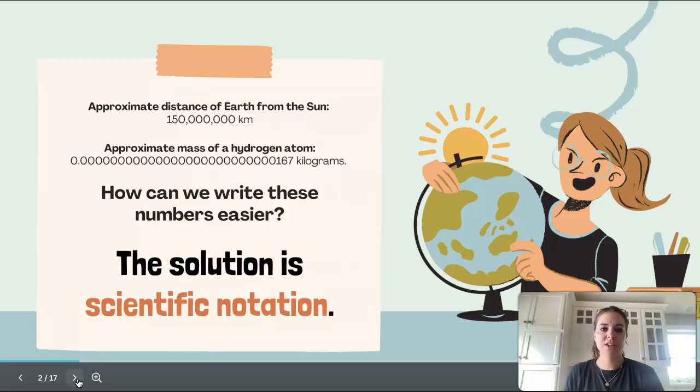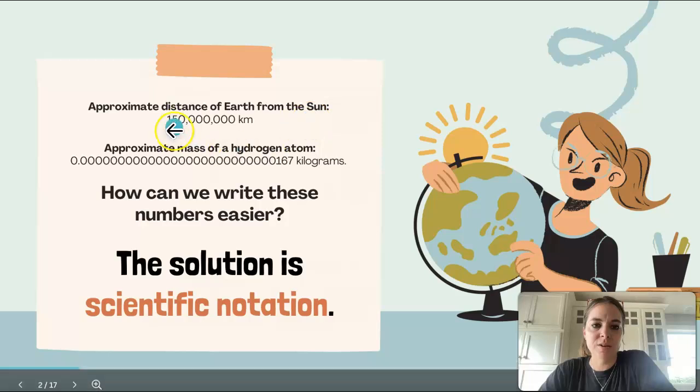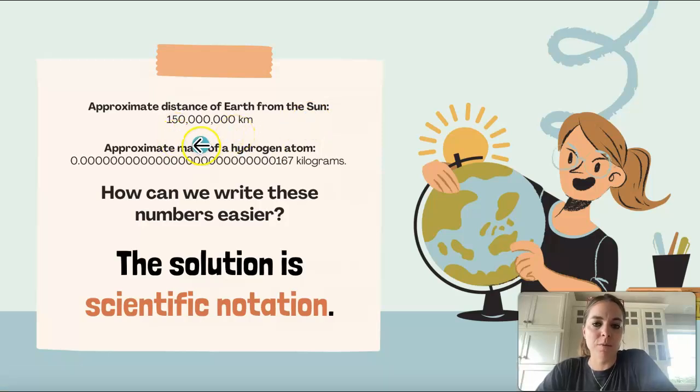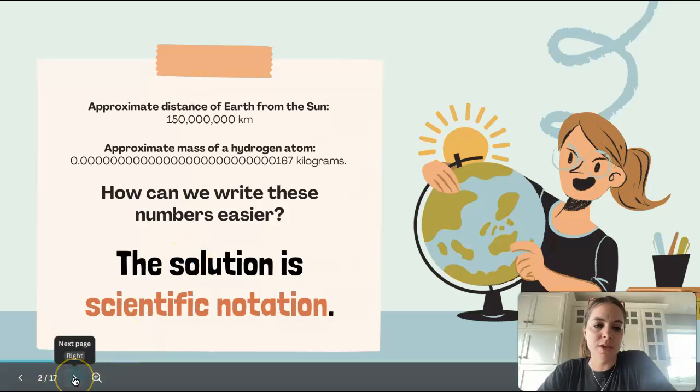Scientific notation is a great way to write really large numbers and really small numbers. So the approximate distance from the Earth to the Sun, which would be an example when we would use it for really large numbers, and the approximate mass of a hydrogen atom is right here in kilograms. I don't even know how to say that. So that is a very small number. So scientific notation is a way that we can make these easier.